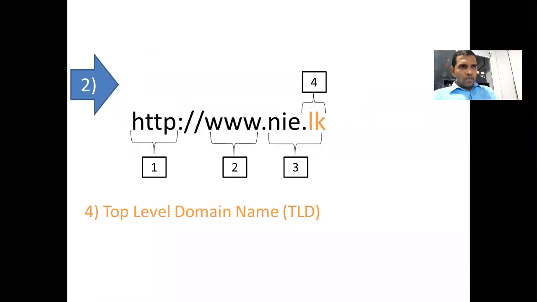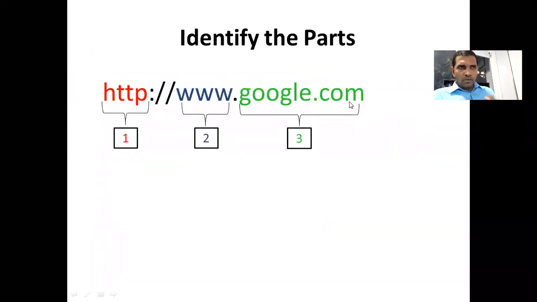Look here. If you see this top level domain name LK, you all can identify that this website or this URL belongs to an institution or an organization in Sri Lanka, because that LK shows us that it is in Sri Lanka. So by looking at this top level domain name, as a user, I understand that this institution or this organization belongs to Sri Lanka.